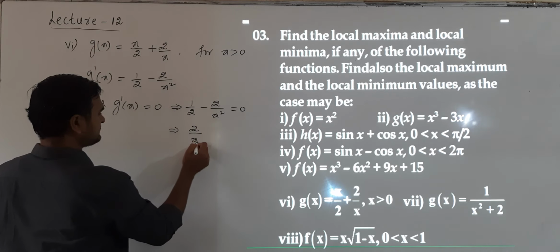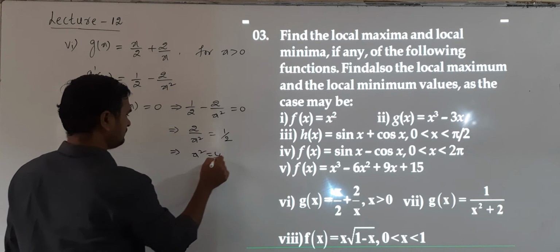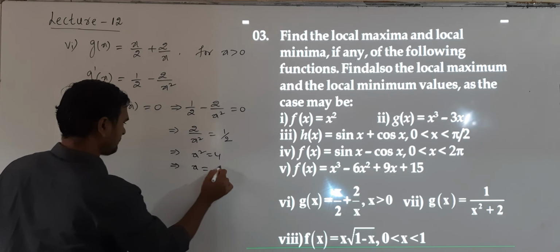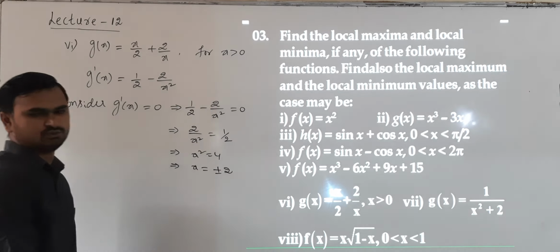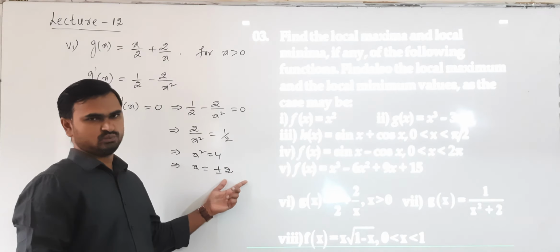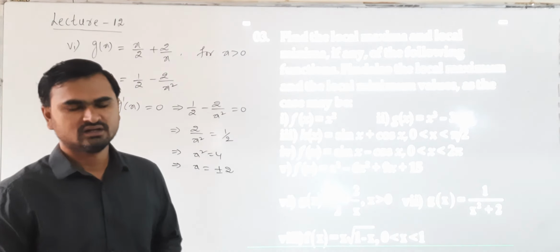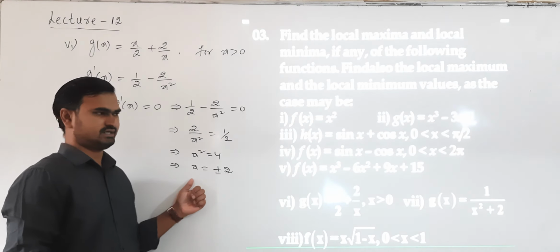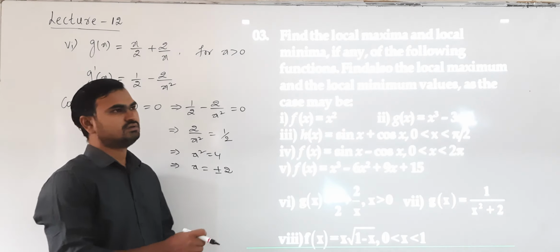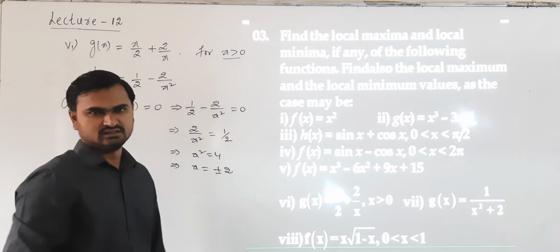So we can write 2 by x square equal to 1 by 2, or x square equal to 4, so x will be equal to plus or minus 2. So the x value here is plus or minus 2. Now how many critical points exist? 2 critical points. Even though 2 critical points exist here, can we take both x equal to minus 2 and x equal to 2? Since it is given that x is greater than 0, we cannot take x as negative.